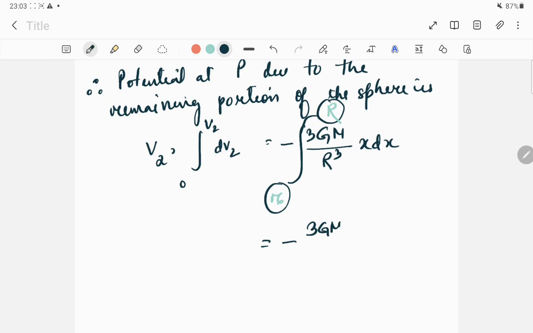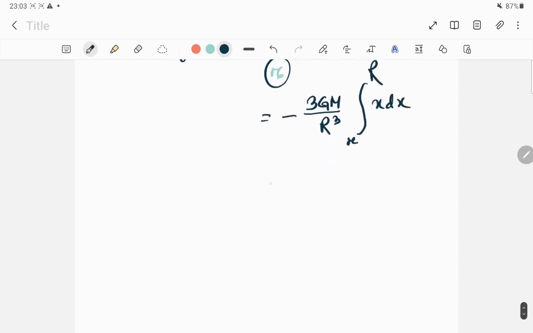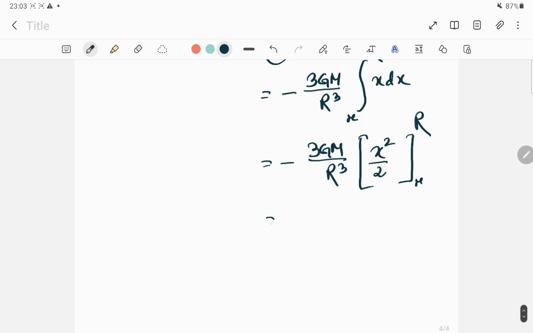minus 3GM by r cube outside, small r to capital R x dx, so minus 3GM by r cube x square by 2. It goes again from small r to capital R, and therefore, I will take the 2 outside, so 3GM by 2 R cube, so it will be capital R square minus small r square. Okay, so this is our V2.